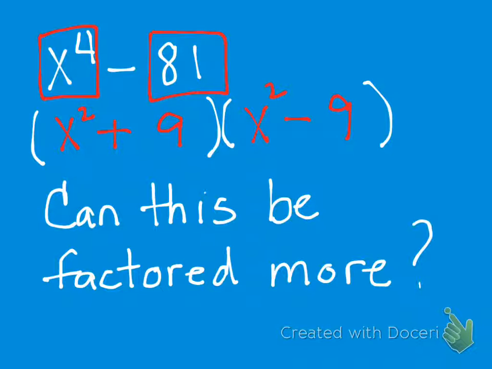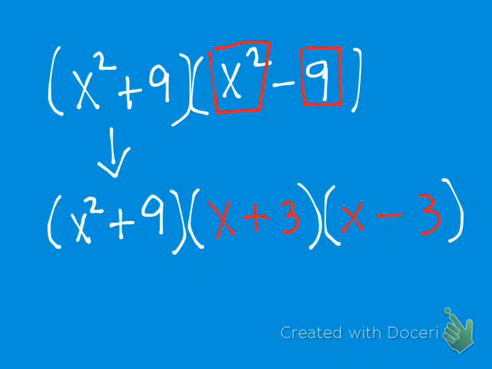Can this be factored more? X squared minus 9 is the difference of two perfect squares, so that can be broken up further into x plus 3 times x minus 3. Make sure you don't factor x squared plus 9. The sum of two perfect squares is not factorable.